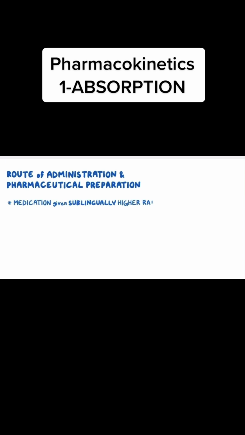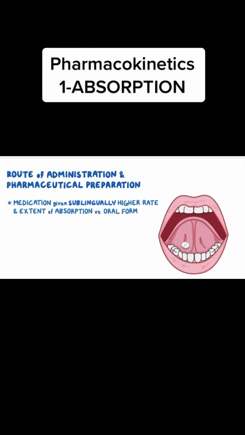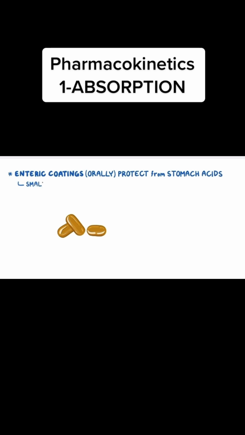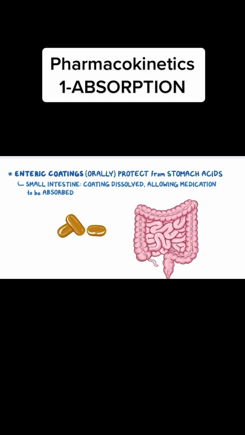Besides these, the route of administration and pharmaceutical preparation of a medication also have some role in its absorption. For example, a medication given sublingually has a higher rate and extent of absorption than its oral form, as it bypasses the stomach acids. Similarly, pharmaceutical preparations like enteric coatings are made in such a way that, when taken orally, they protect the medication from stomach acids. Only after reaching the small intestine, the coating gets dissolved, allowing the medication to be absorbed.